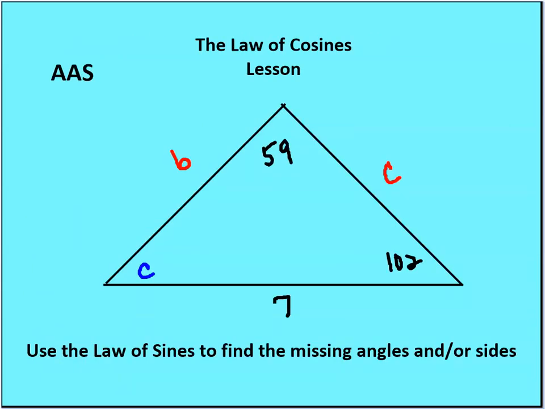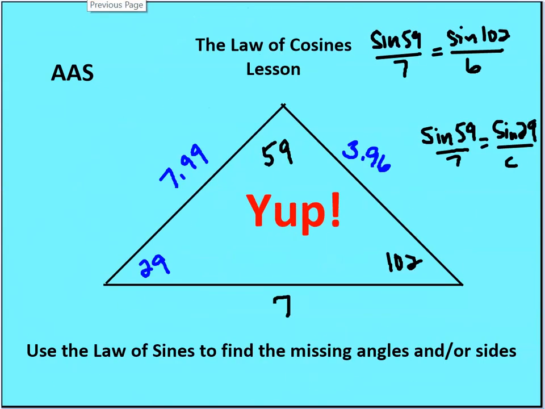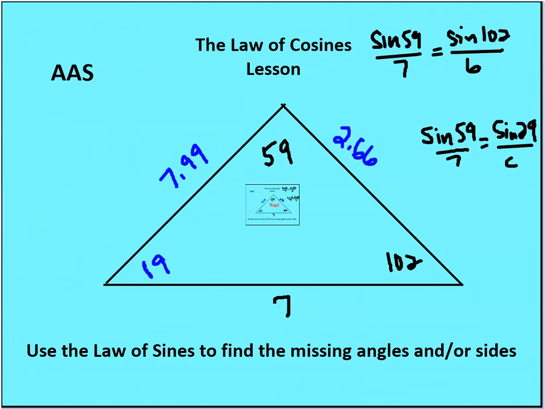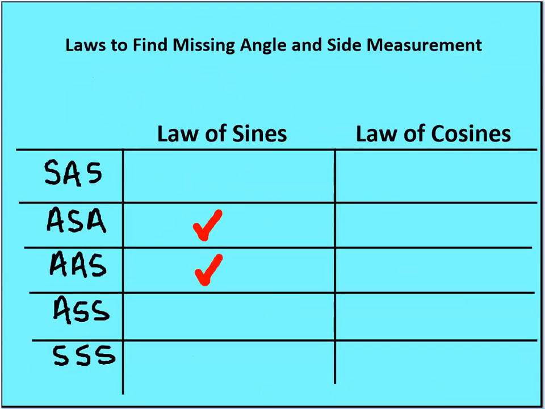Okay, so now we're going to try angle, angle, side. So you can pause here and copy down the information and do your work to see if you can use the law of sines to find the missing angles and or sides to solve this entire triangle. So you can pause here to do that. I'm going to give you the answer. All right, so yes, you can solve angle, angle, side triangles using the law of sines. Here's my work. And so I'm going to go back to our table, and you're going to check off angle, angle, side.